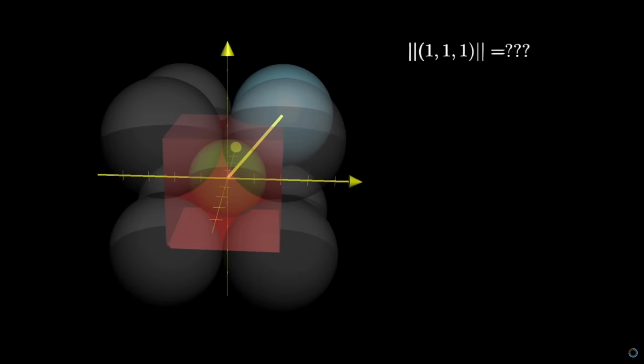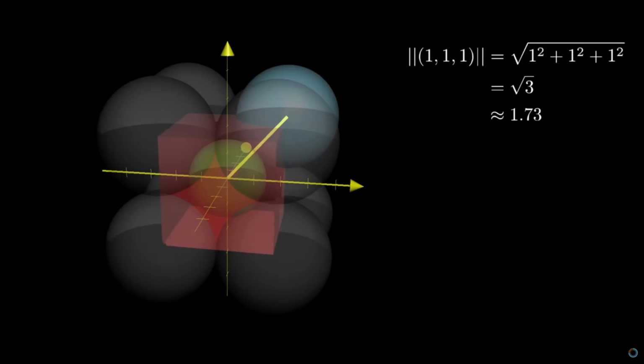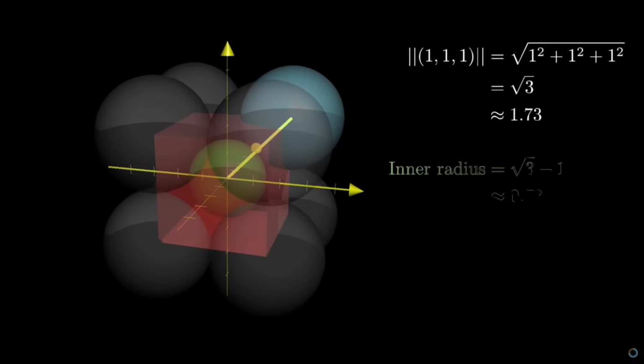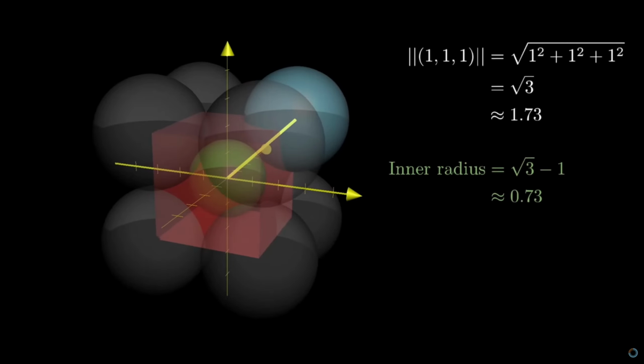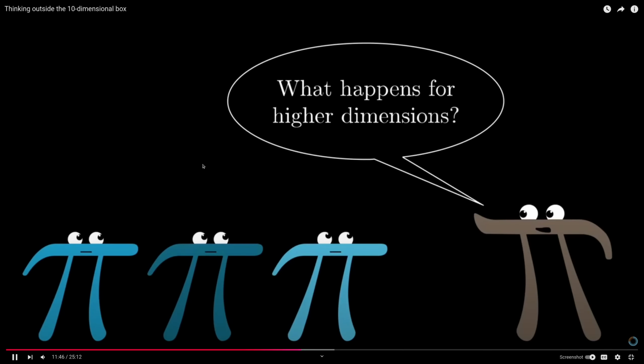Anyway, in our case, the distance between the origin and the corner (1, 1, 1) is the square root of 1 squared plus 1 squared plus 1 squared, or square root of 3, which is about 1.73. So the radius of that inner sphere is going to be this quantity minus the radius of a corner sphere, which by definition is 1. And again, 0.73 seems like a reasonable radius for that inner sphere. But what happens to that inner radius as you increase dimensions?